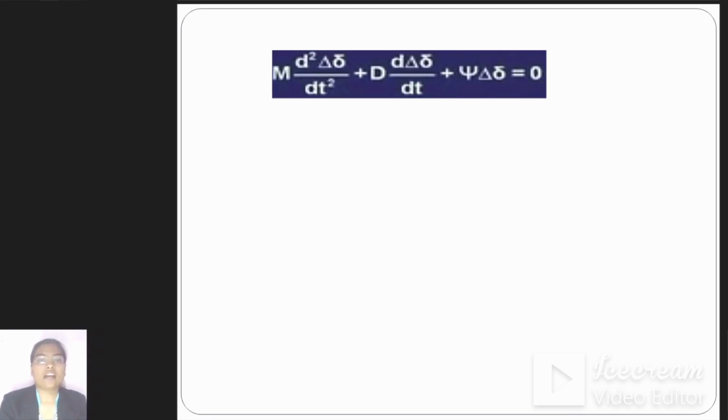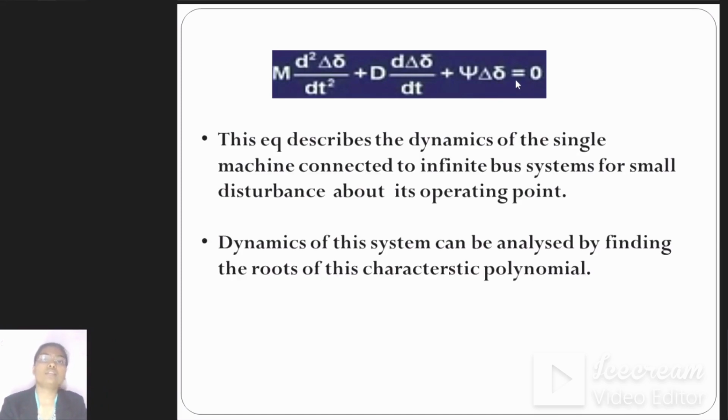So writing further, M d²Δδ/dt² plus D times the derivative of the change in the delta angle plus ψ Δδ equals 0. We are going to take the Laplace transform further. We are converting from time domain to frequency domain to easily calculate our electrical parameters in the frequency domain.